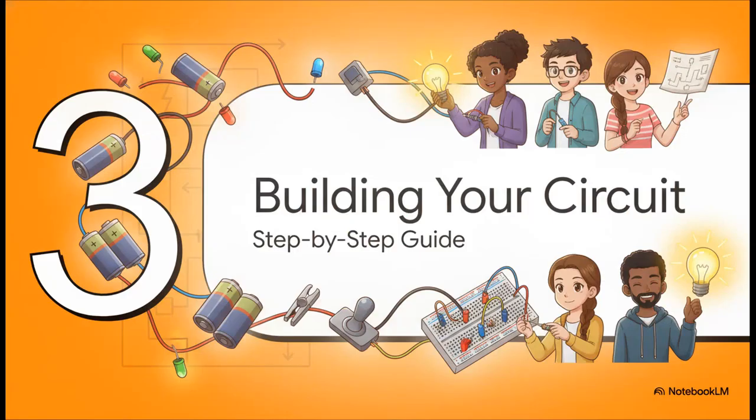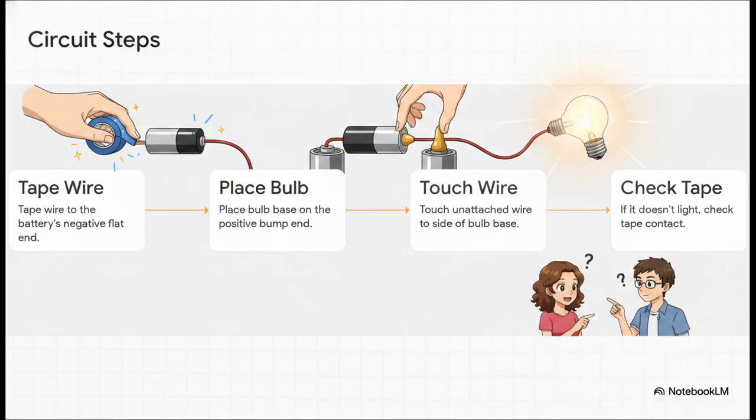All right, on to part 3, building your first circuit, a step-by-step guide. So let's get our hands dirty and actually build this circuit together. Just follow these simple steps super carefully. First, grab your tape and securely attach one stripped end of your wire to the flat negative end of your battery. You really want to make sure you have a solid metal-to-metal connection there. Second, place the very bottom tip of the bulb's base directly onto the positive end of the battery, the side with the little bump. And finally, take the loose, stripped end of your wire and just touch it directly to the metal side of the bulb's base.